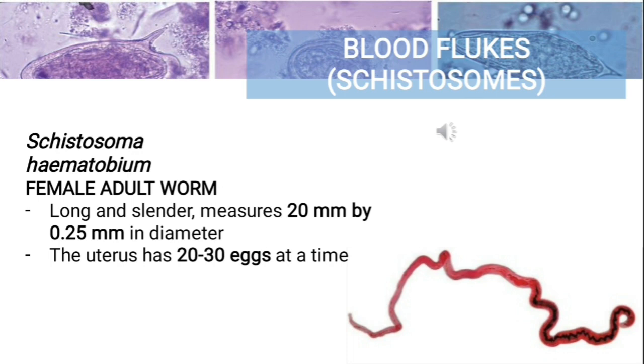Next one is the female adult worm of our Schistosoma haematobium. It is described as long and slender as compared to the male adult worm. The female adult worm measures 20 millimeters by 0.25 millimeters in diameter. The uterus has 20 to 30 eggs at a time, and the suckers of the female adult worm are somewhat small, subequal, and conspicuously muscular. The ovary is in the posterior half of the body, and other structures are similar to our Schistosoma japonicum.